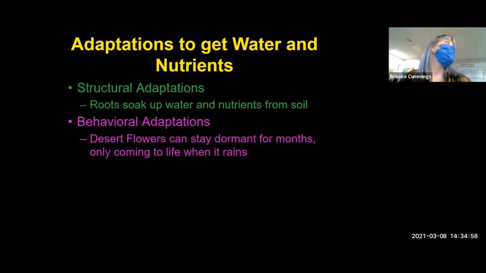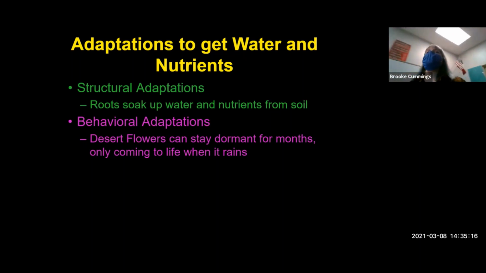And then desert flowers can stay dormant for months, and they only come up when it rains. The thing about dormancy and a lot of attributes like that is that everything a plant is producing, whether it's leaves or flowers or whatever, costs the plant something. It costs nutrients, water, and energy. So if it's not able to get the things that it needs, it will kill off parts of itself.